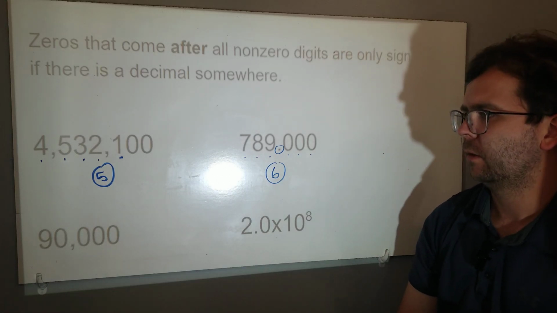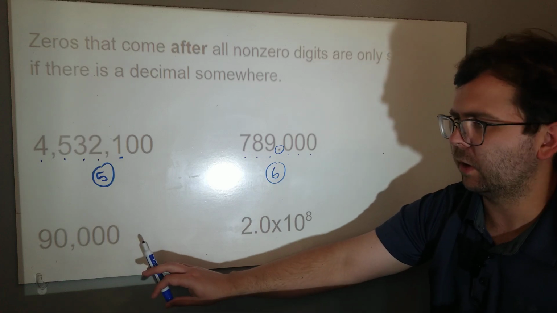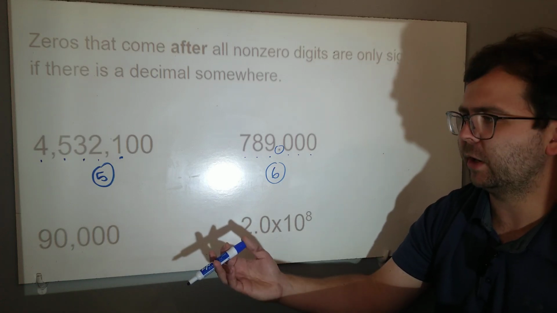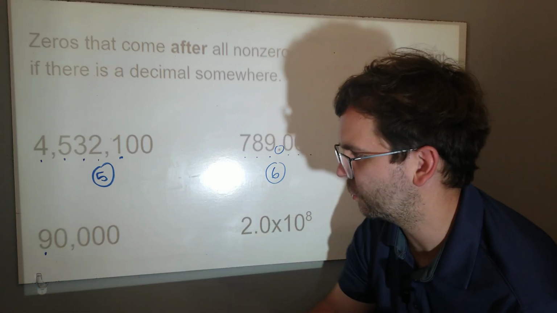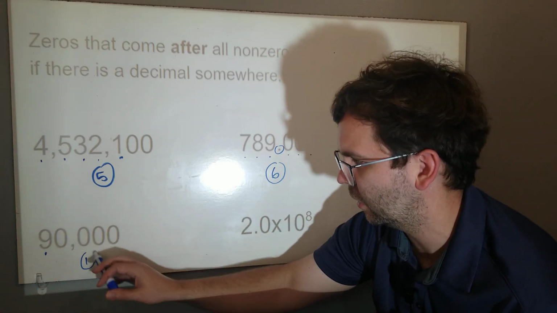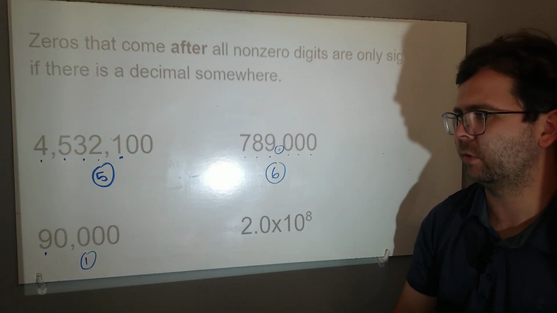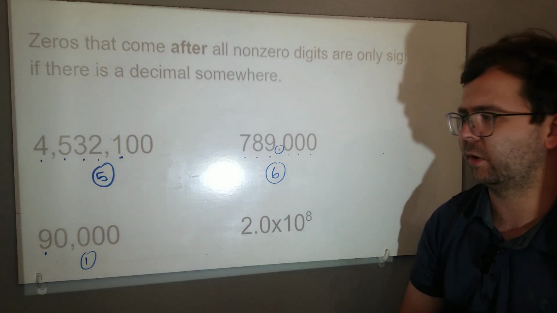90,000. All right, zeros are coming at the end of the number again. They're only going to be significant if there's a decimal place included, and there's not. So we only count the first digit there as significant. This must be a rounded number. It's not, only one digit is counted as significant.